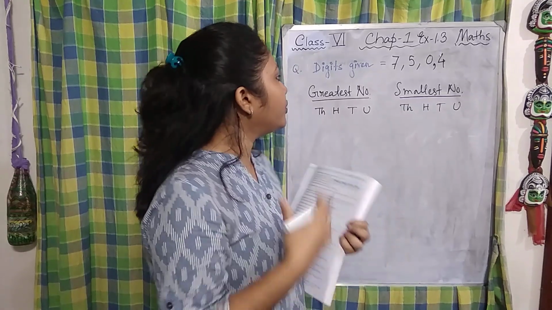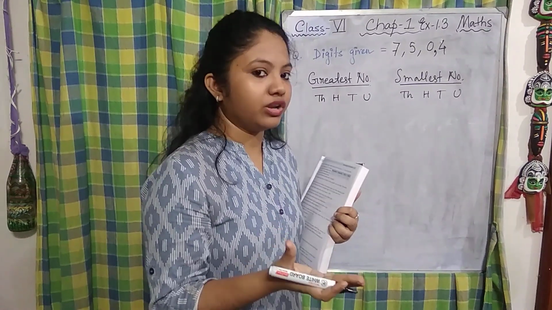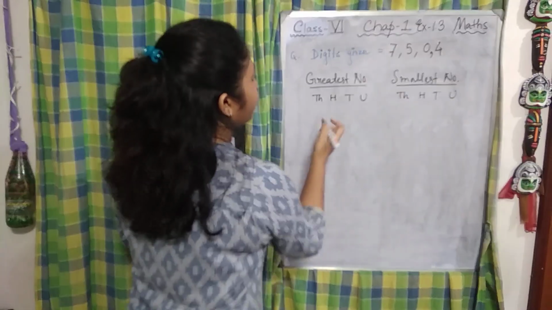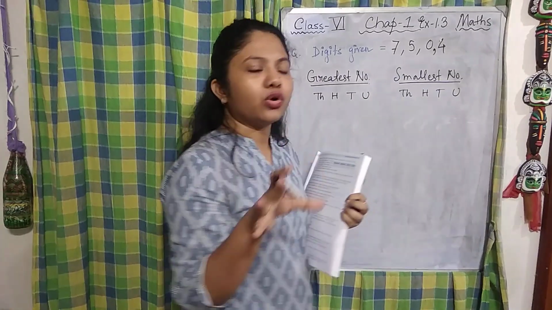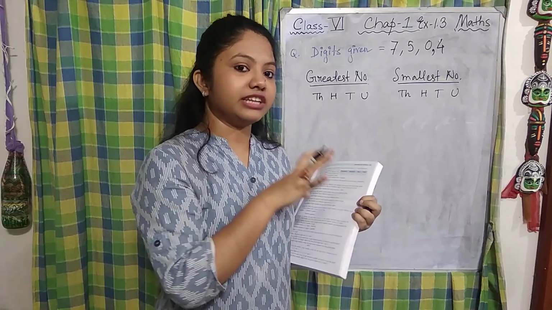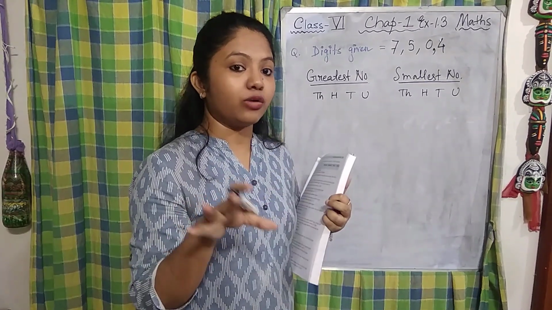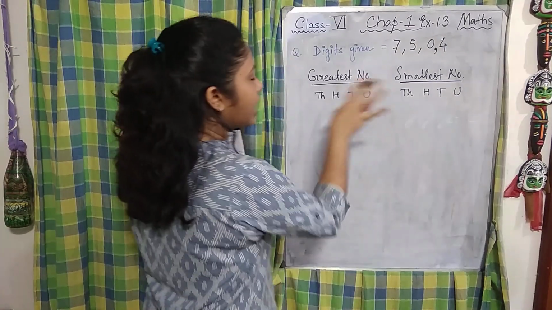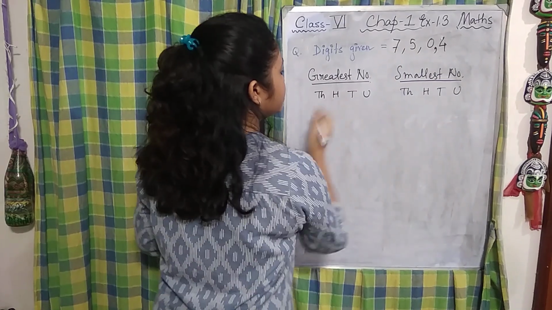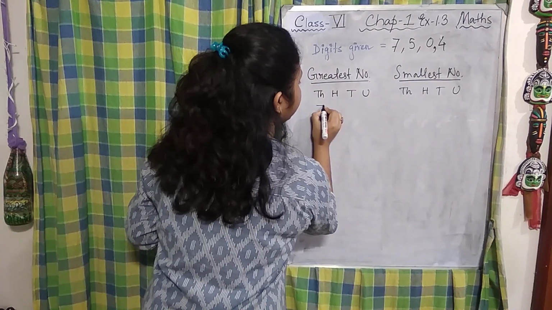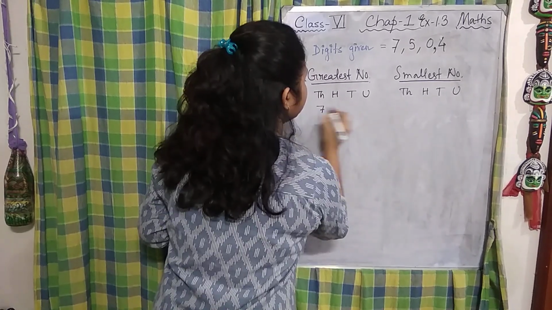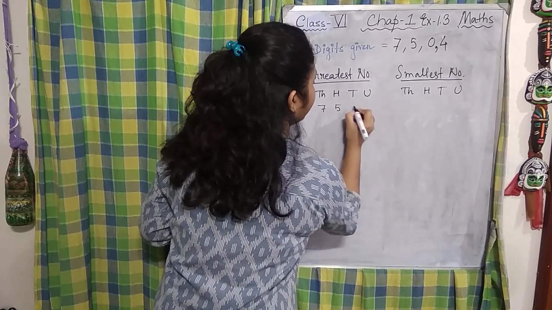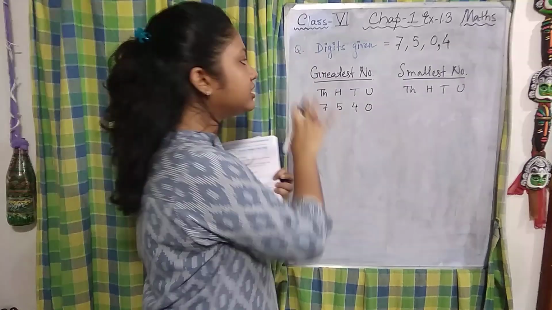Now how are we going to make the greatest number and smallest number? Making the greatest number is pretty easy. We just have to follow the descending order. You remember the descending and ascending order I showed earlier. So for descending order, we write the greatest digit on the left hand side. So 7 5 4 0. This is the greatest number.